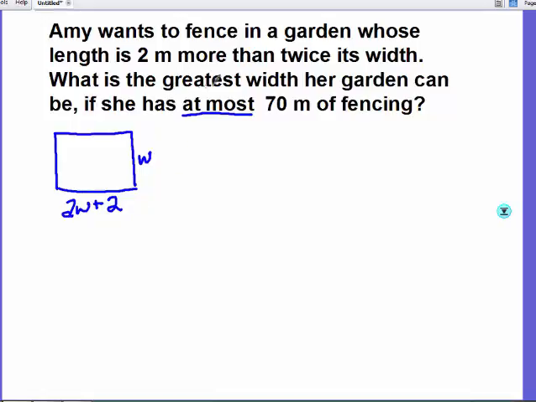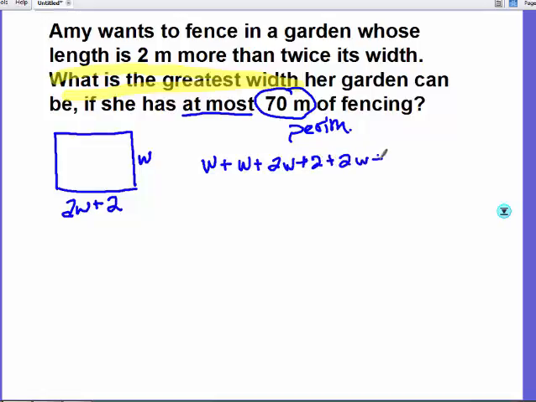It says, what is the greatest width? So this is our question right here. What is the greatest width her garden can be if she has at most 70 meters of fencing? This 70 meters of fencing applies to what? It applies to the perimeter. So in order to write an equation here, we would have to find the perimeter of our garden. So we would have W plus 2W plus 2 plus 2W plus 2 and our 70.